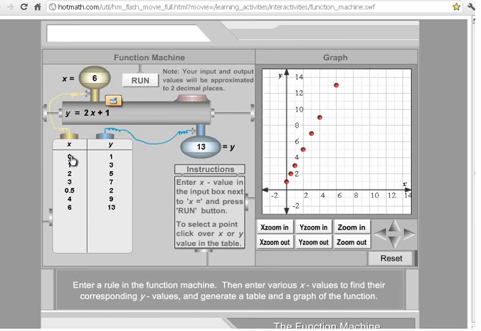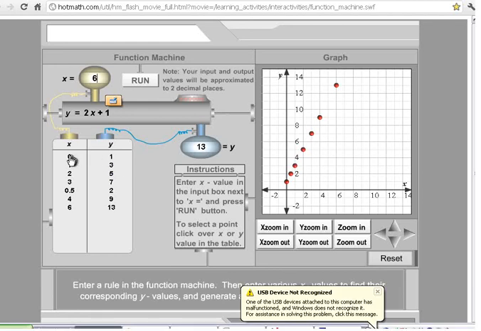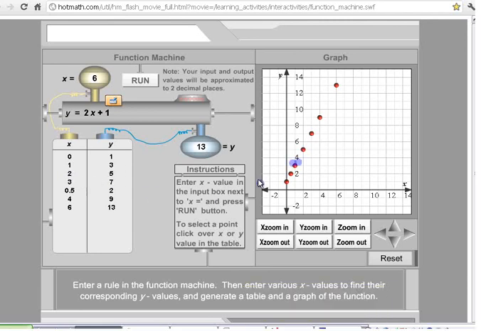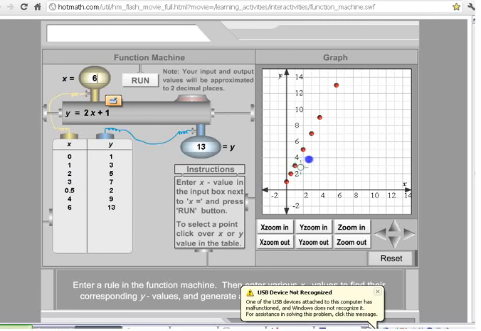Let's look at a couple points here. Every time I jump up by 1, what does this jump up by? 2. That's what a linear function is. This goes by 1, this goes by 2. On the graph, what that means is you go over 1, up 2. Over 1, up 2. Over 1, up 2.